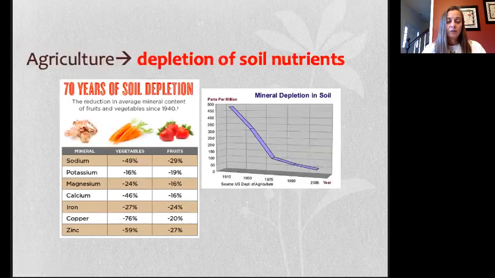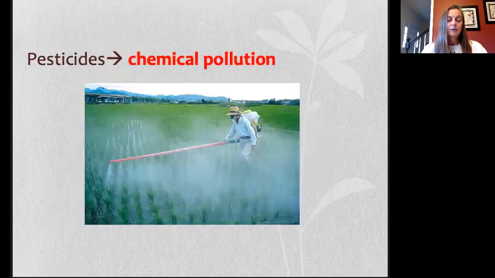Another way that we impact soil is through agriculture. Repeatedly farming, particularly the same crop in an area, will eventually lead to a depletion of soil nutrients, which have to be replaced either with synthetic fertilizers or with natural fertilizers. So the last one that we have is pesticides. This isn't going to impact the fertility of the soil so much as it just impacts the amount of chemicals stored in the soil.